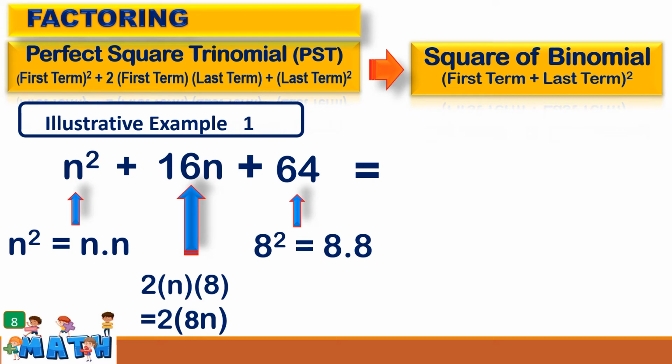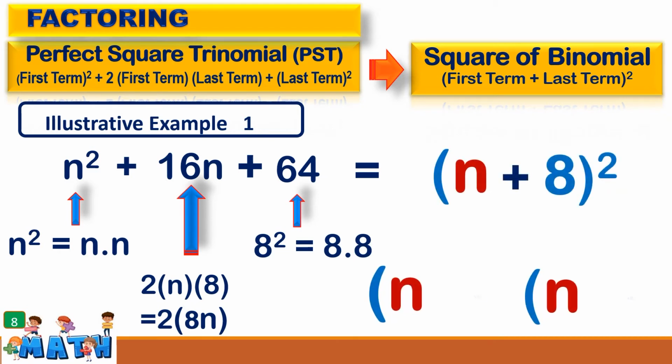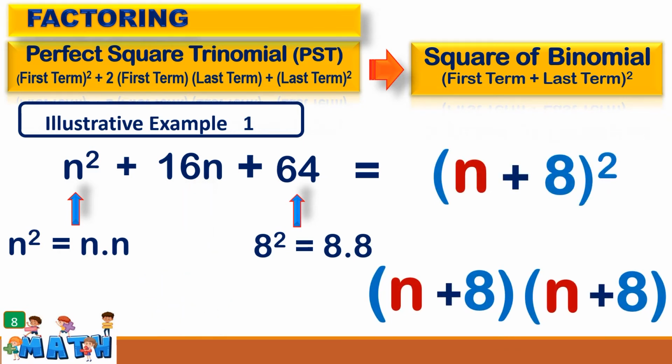And writing the factors following the pattern, the first term is n and the last term is 8. So we have the quantity n plus 8 squared, or n plus 8 times n plus 8, which is the square of a binomial.